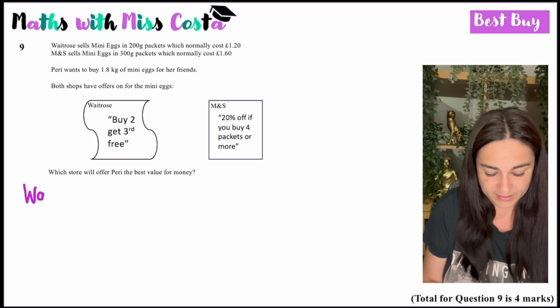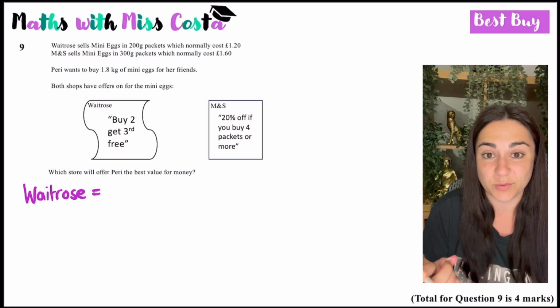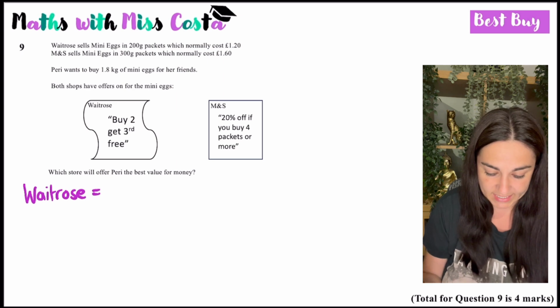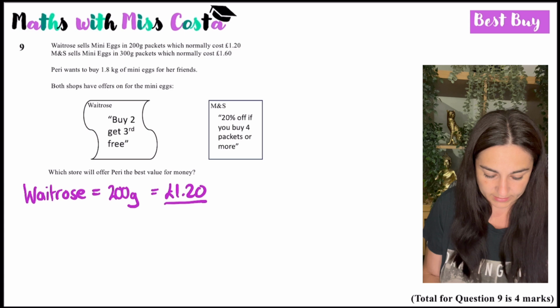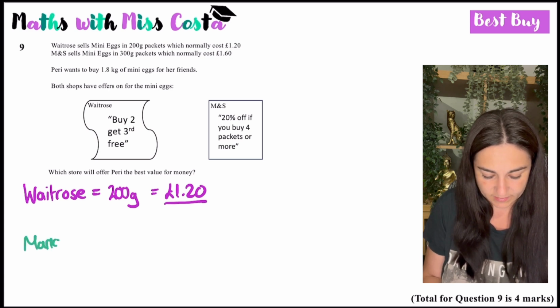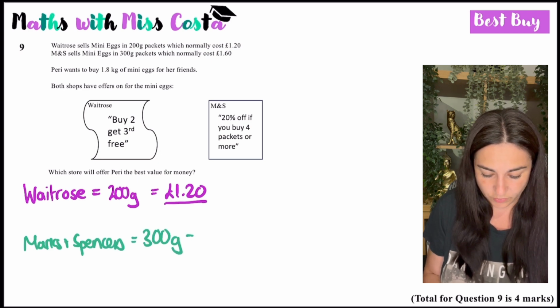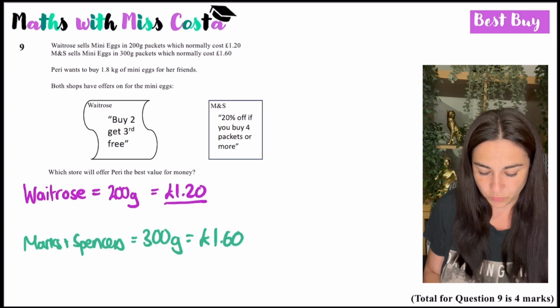Especially with questions like this, there's normally a lot of words in them, and it's good to just untangle the important information that we need. So I know that the packets are 200 grams and the normal cost is £1.20. Then I know that Marks and Spencer's sells mini eggs in 300 gram packets, which normally cost £1.60. So this is the normal price.